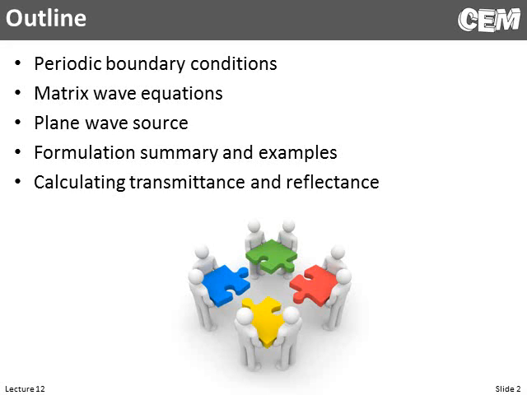You'll build a device on the grid, define your source, and when you calculate the fields, it will calculate as if that source has now bounced off of your device and is going all over the place. I will summarize the formulation and give you some quick examples to give you a feel of what this is going to look like when you implement it. What's your data going to look like? And then we'll end with, once you have your fields calculated, how do you calculate transmittance and reflectance?